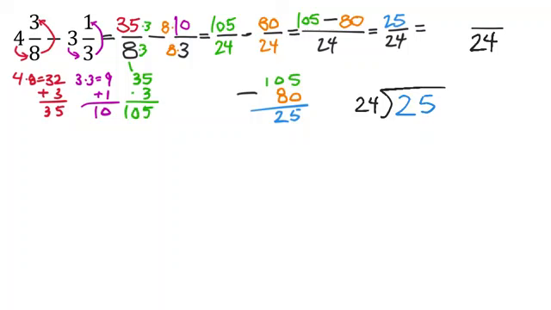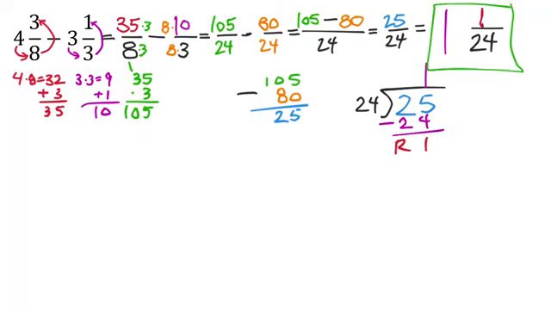So 24 won't go into 2, but it will go into 25. I'm not even going to show the multiples for this because it only goes into 25 once. 1 times 24 is, well, 24. When I subtract that, it'll give me the remainder of 1. 5 minus 4 is 1. So the quotient there is 1, so that's my whole value. The remainder is 1, so that's the numerator of the fraction. And it looks like that 1 over 24 cannot be simplified. So that just is our final answer there, 1 and 1/24.